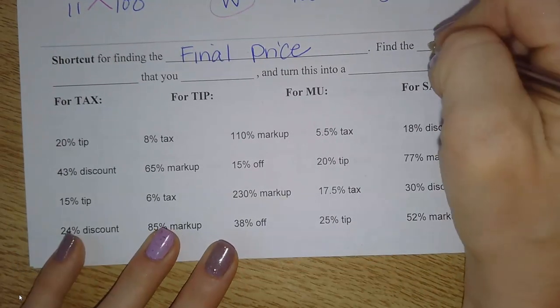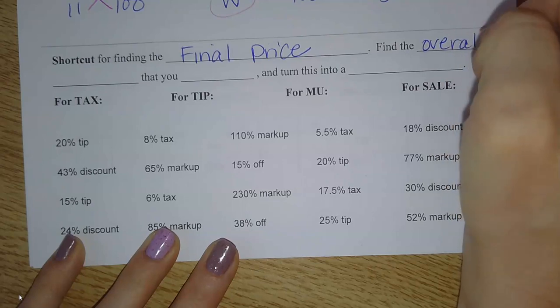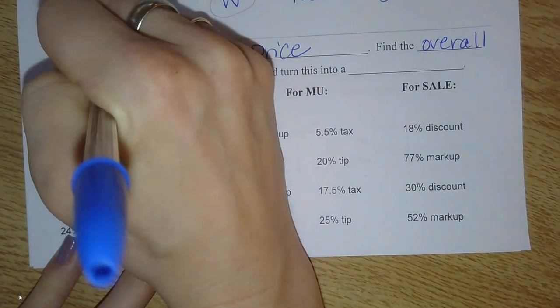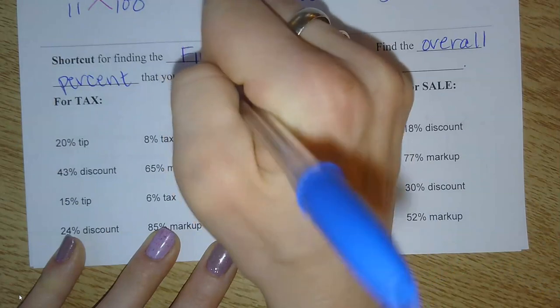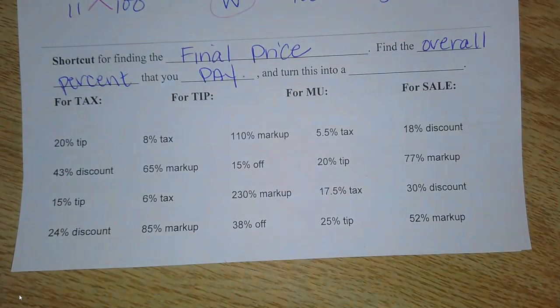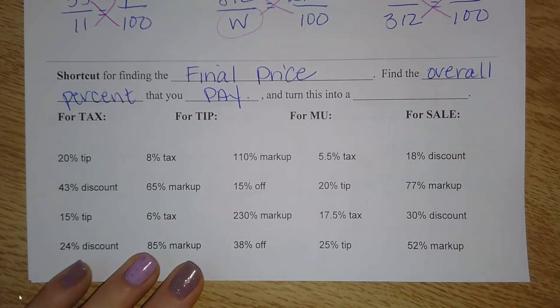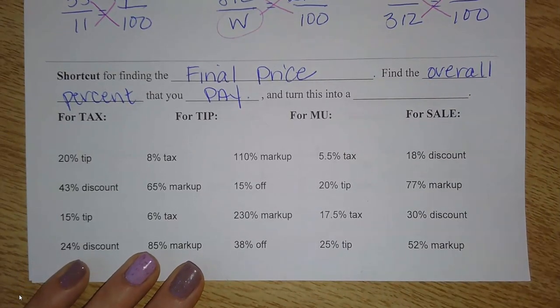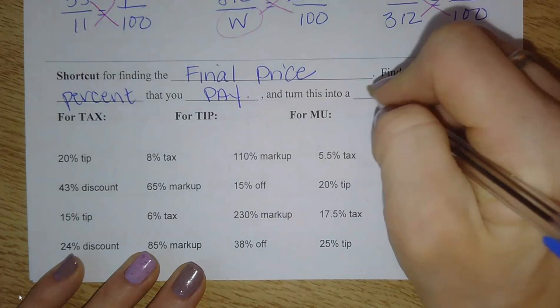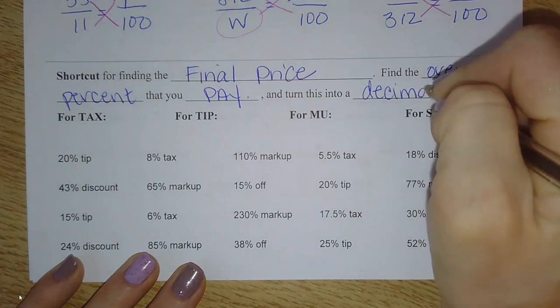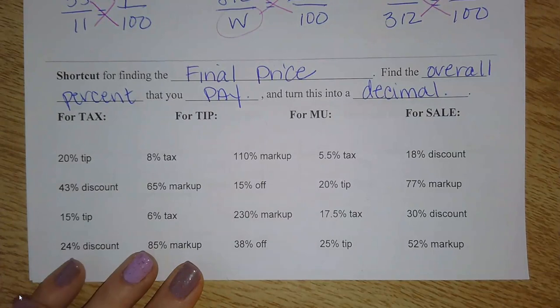And to do that, find the overall percent that you pay. Okay? A lot of times you might even have problems that have tax and tip, or it's on sale and you have a coupon, or it's on sale and then you pay tax. So you might be doing more than one of these things in a problem, but we're going to think about the overall percent that you do pay, and we're going to turn that into a decimal. And we'll do more with this in class. This is just the very basics, the introduction to how to use this shortcut.